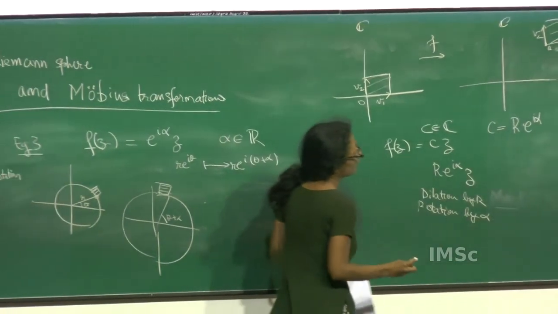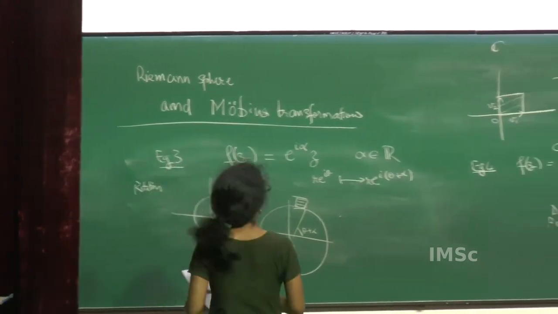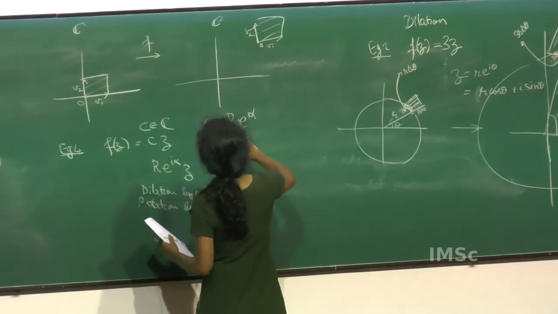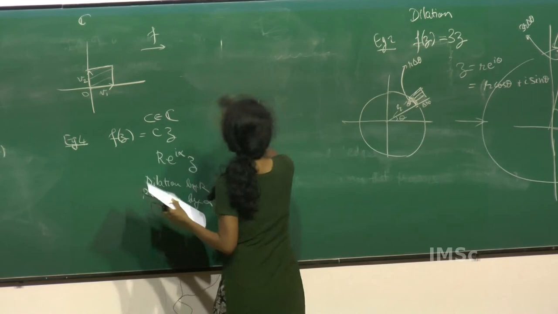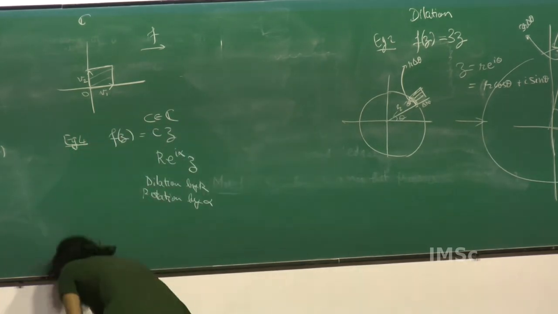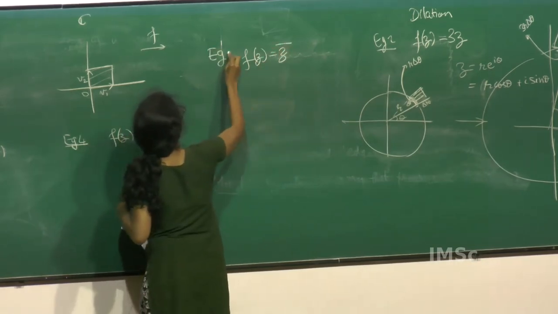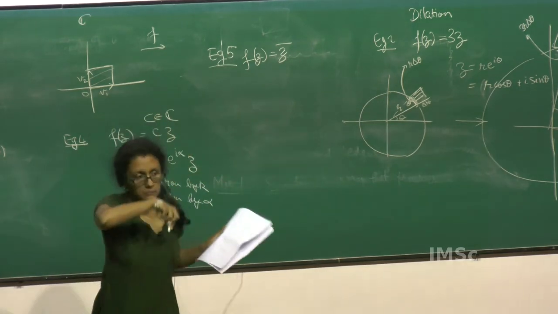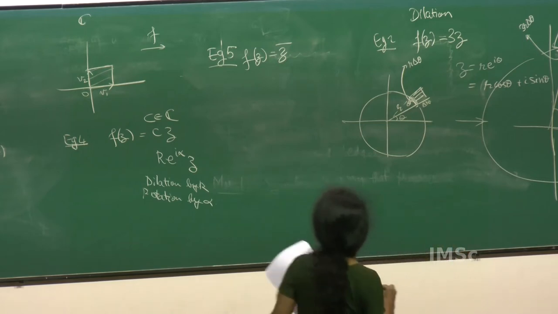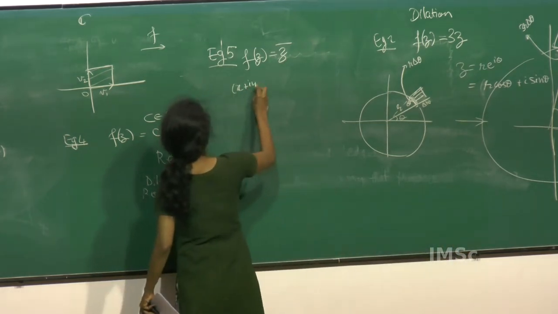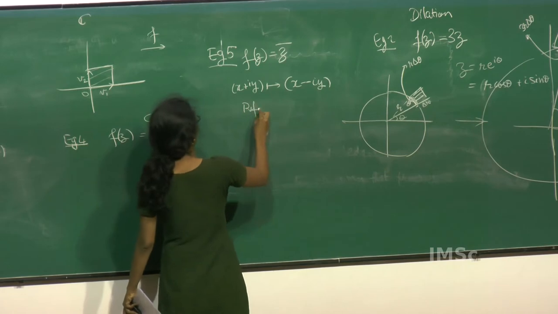Now, what about this? This is example 5. What does this map do? Reflection. Reflection about? Yes. So x plus iy is taken to x minus iy. So it is a reflection about the x-axis.